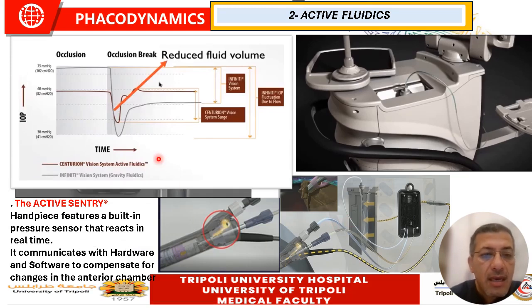Now you can see here from this curve, this is from the old technology, the Infinity, how the post-occlusion surge, when it happens, causes a marked drop in the aqueous from the anterior chamber because of the high vacuum in the system. However, with the introduction of the active fluidics, as in Centurion, the post-occlusion surge has markedly reduced by this technology. So this is another system in contrast to the adaptive fluidics in the pouch and lobe. This is an active fluidics by Alcon company.